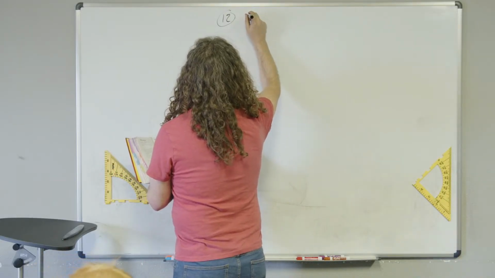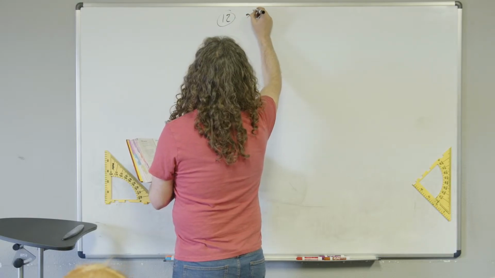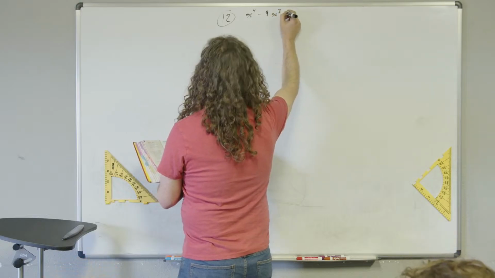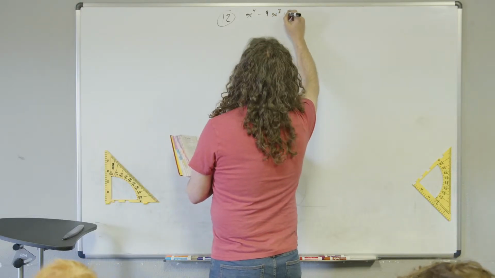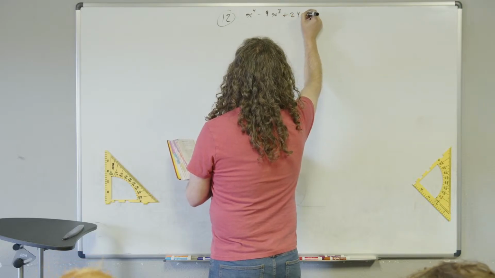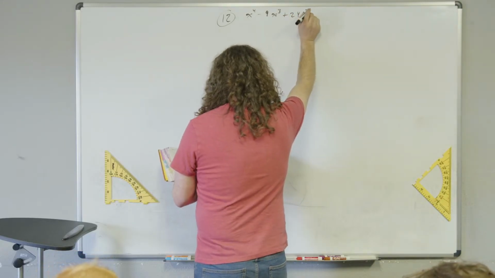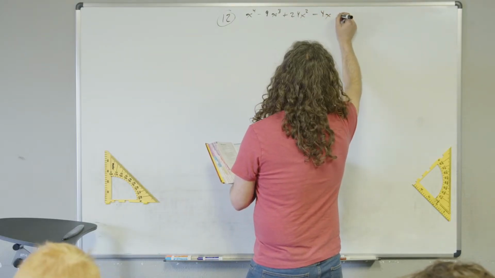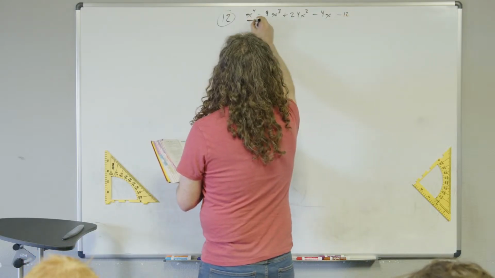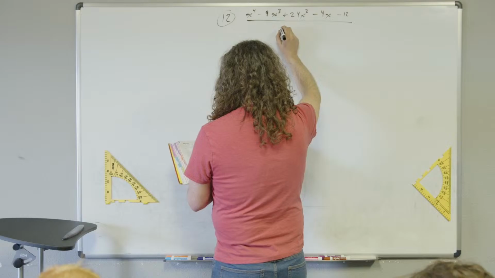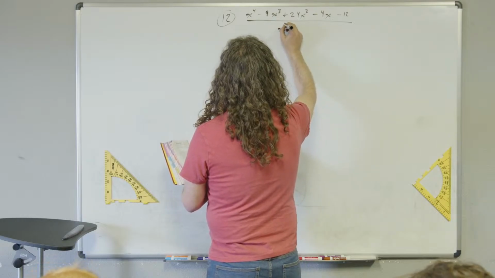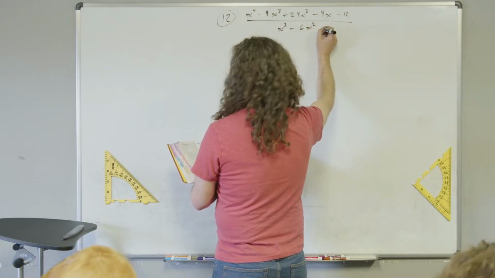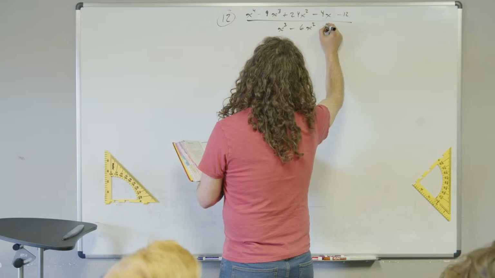We're going to have to divide first. X to the 4th minus 9x cubed plus 24x squared minus 4x minus 12, all over x cubed minus 6x squared plus 8x.